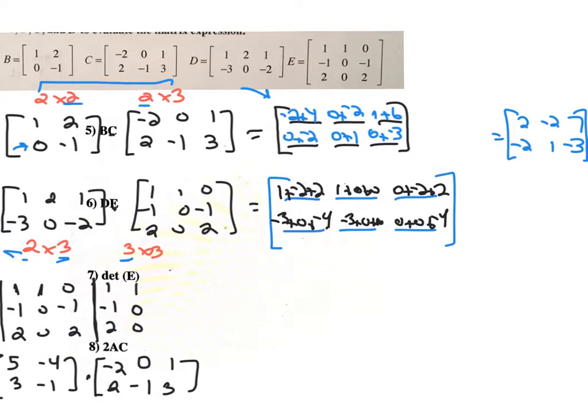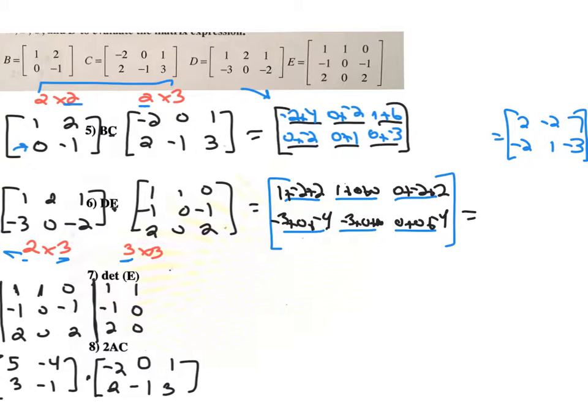Move that over. Write our answer down here. Let's see here. If I add those up, I'm going to get 1, 1, 0, and negative 7, negative 3, and negative 4. And there's that one.